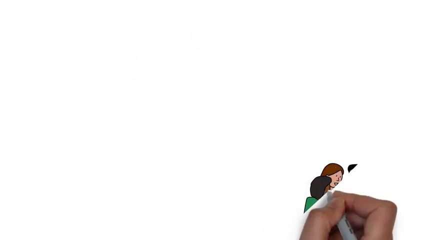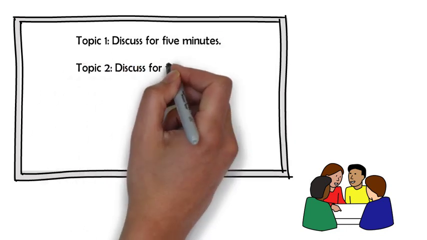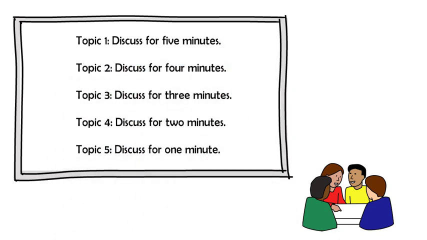Put the students into groups and tell them they'll discuss 5 topics. One topic they'll discuss for 5 minutes, another for 4 minutes, another for 3, another for 2, and the final one for only 1 minute. Then, give them some time to decide A, which 5 topics they'll discuss, and B, which topics they'll discuss for each amount of time.